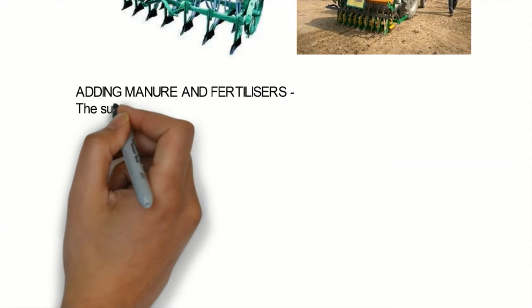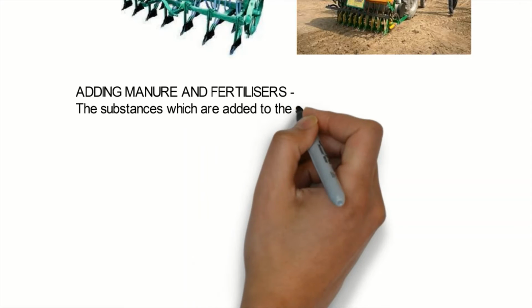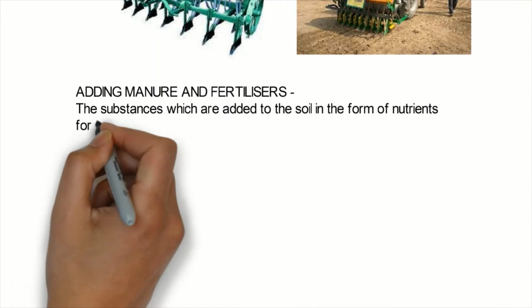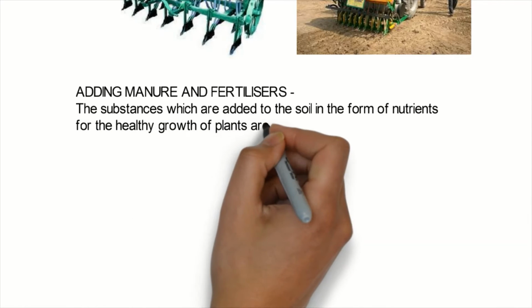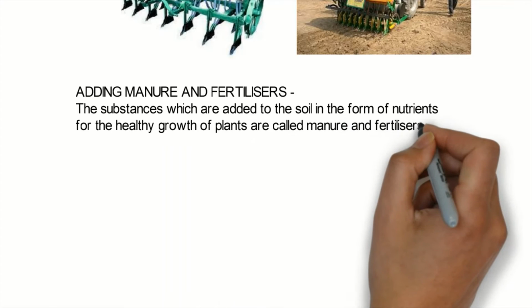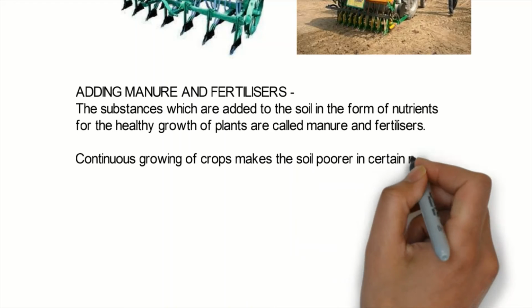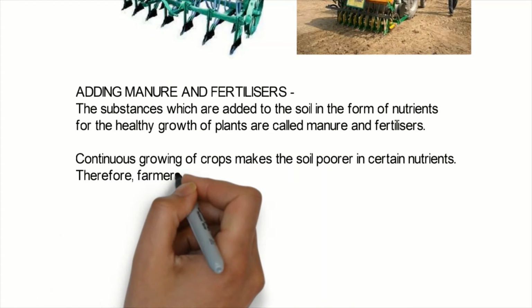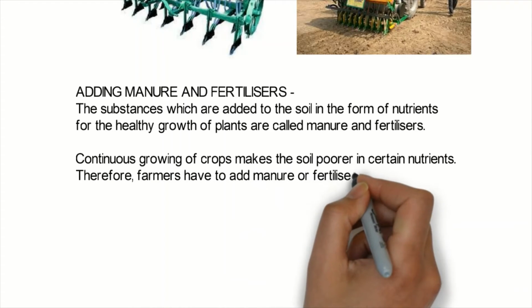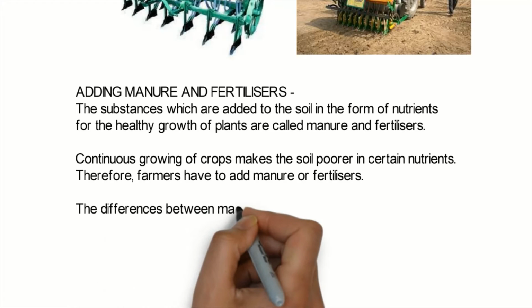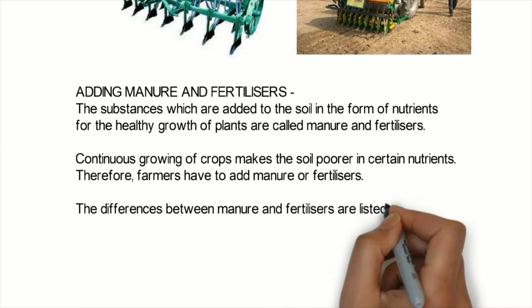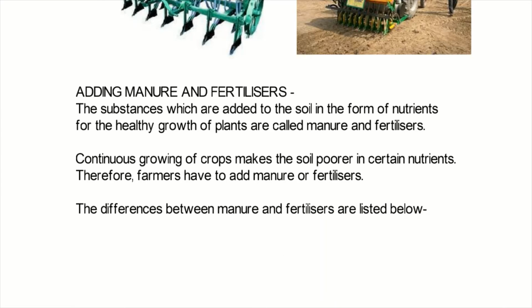The third technique is adding manure and fertilizers. The substances which are added to the soil in the form of nutrients for the healthy growth of plants are called manures and fertilizers. Continuous growing of crops makes the soil poorer in certain nutrients. Therefore, farmers have to add manures or fertilizers. The differences between manure and fertilizers are listed below.